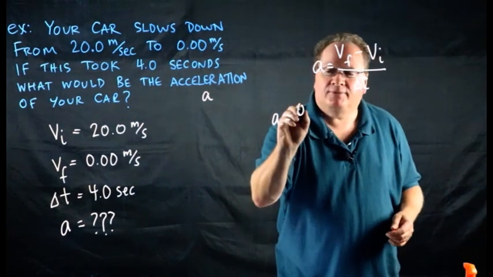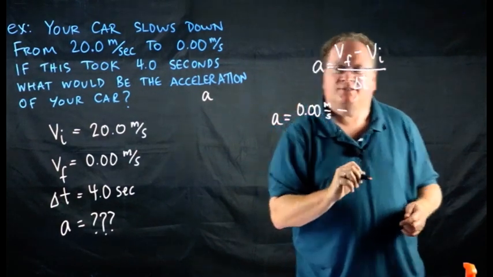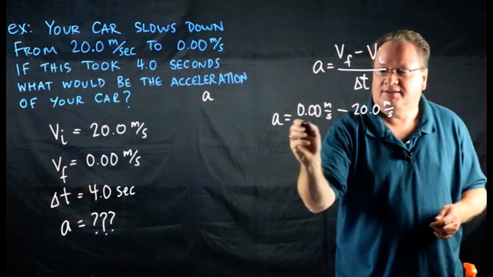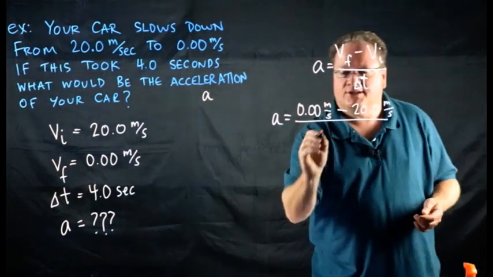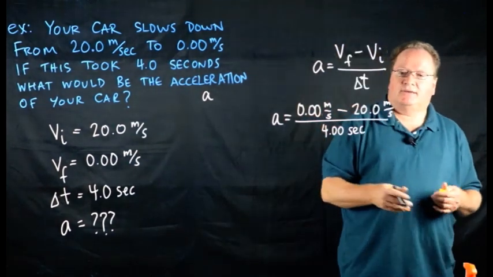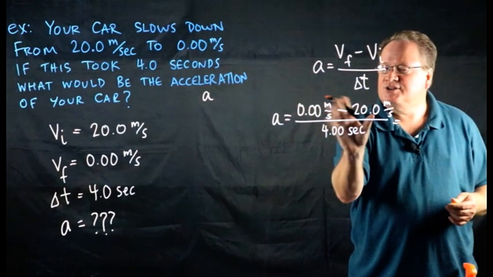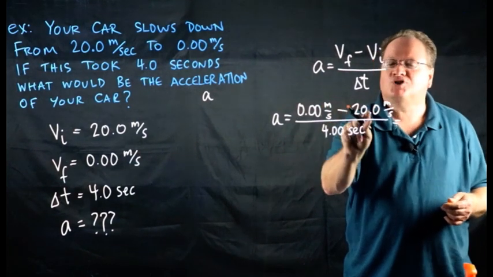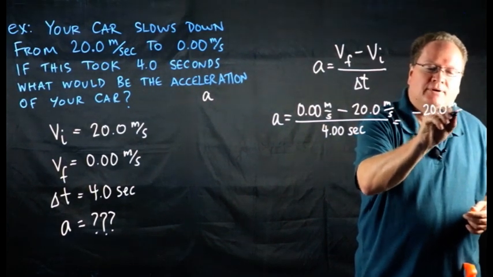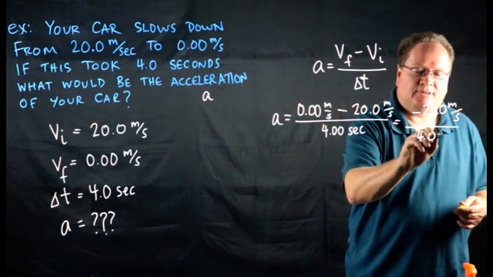My VF is 0 meters per second minus my VI, which was 20 meters per second, and my time here was 4 seconds. My delta t is 4 seconds. So if I simplify this just a little bit, if you look at the top, be real careful here. This is 0 minus 20, so this is going to be negative 20 on the top over positive 4 seconds on the bottom.